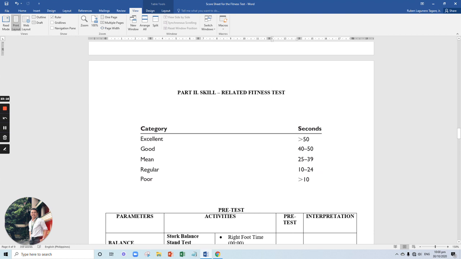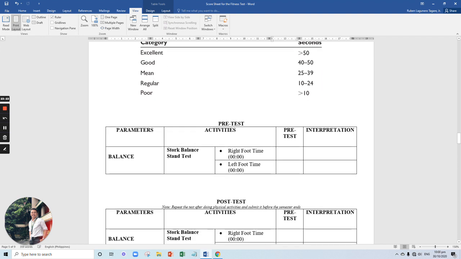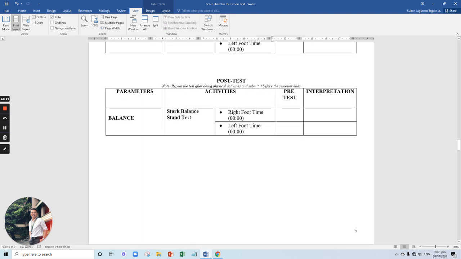Now we have the skill-related components. So for skill-related, number 1 here is the balance. So we have the Stork balance time test. So second siya, lagyan nyo lang dito yung kung ilang time at kung ano interpretation. So, andito siya yung interpretation ninyo. Okay? Same true with this one, post-test.